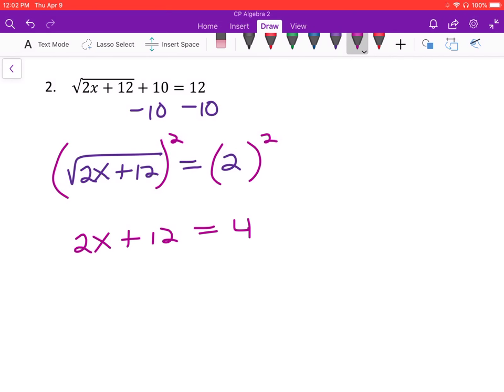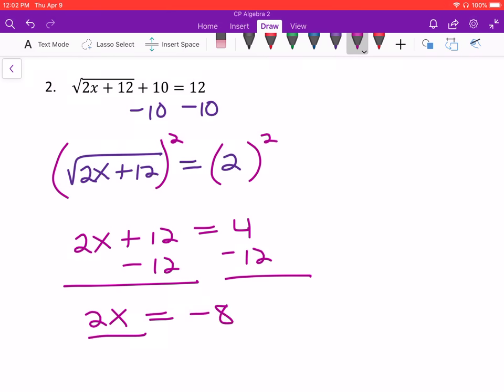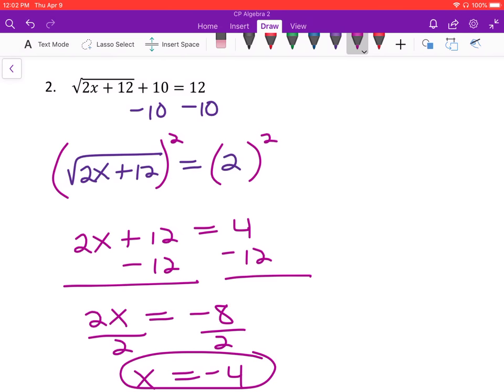And then I just want to try to get x by itself. So I need to subtract 12 on each side, and I get 2x equals negative 8. Divide by 2, and I get x equals negative 4 for my answer. And that's all you have to do to solve these radical equations.